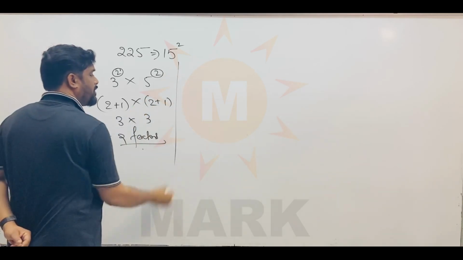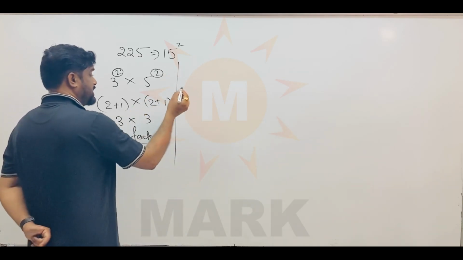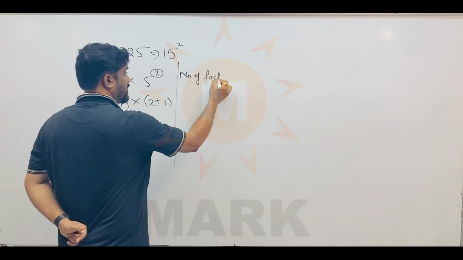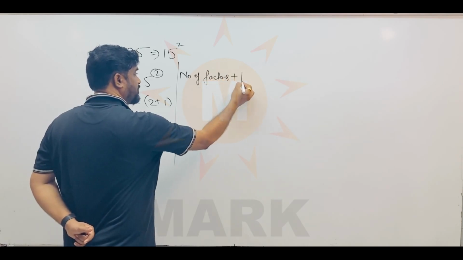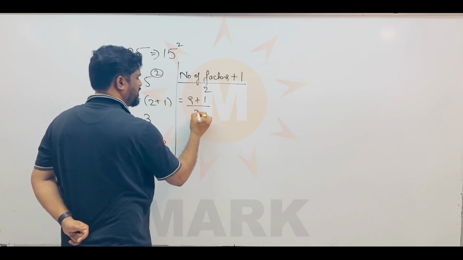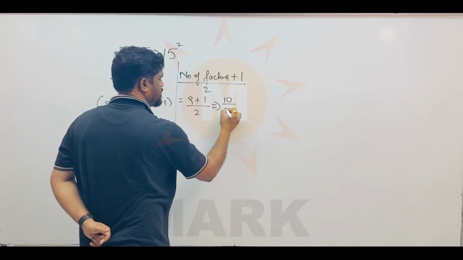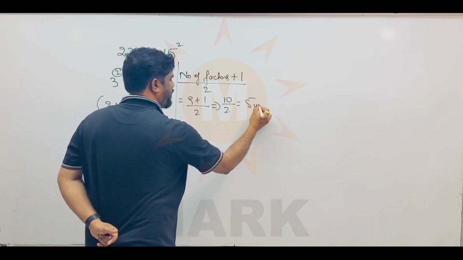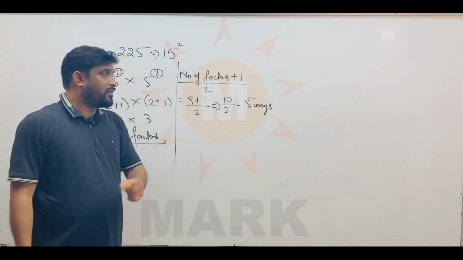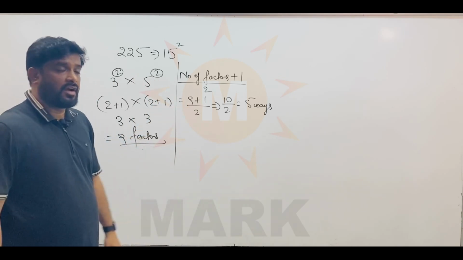But what is our formula for perfect squares? What we have discussed: since it is a perfect square, it is the number of factors plus 1, whole divided by 2. That means 9 plus 1 whole divided by 2, that gives 10 by 2, which is equal to 5. So in 5 ways we can resolve 225 as a product of two numbers.